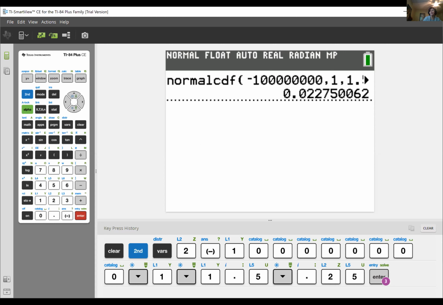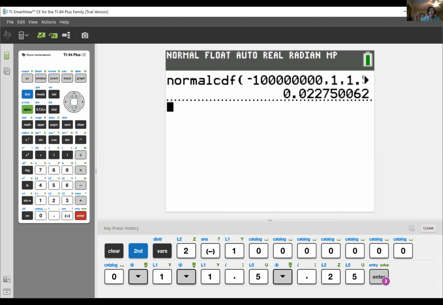Is that the same thing we just got on the other screen? 0.0228 is how that would round. So you don't necessarily have to convert it to the Z-score if you're using the TI calculator. It can take the raw data, and by telling it the mean and the standard deviation, it'll take care of it for you. Okay?